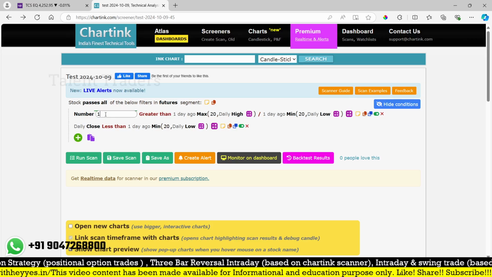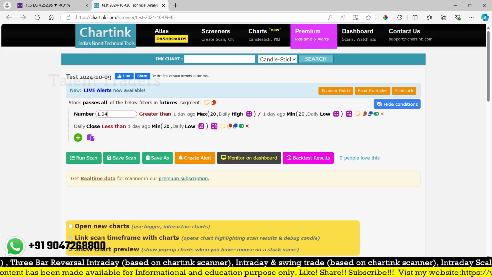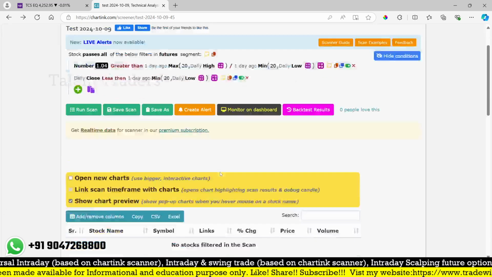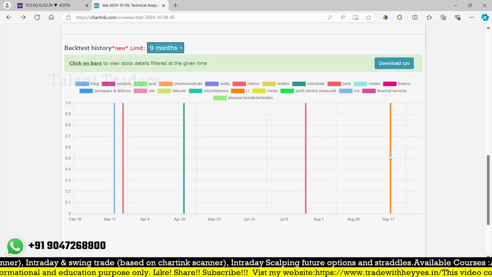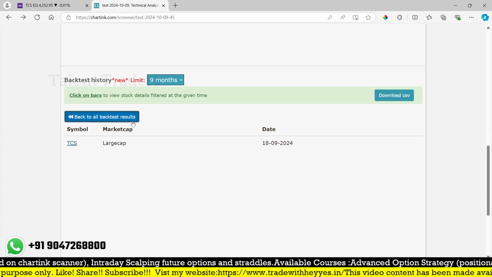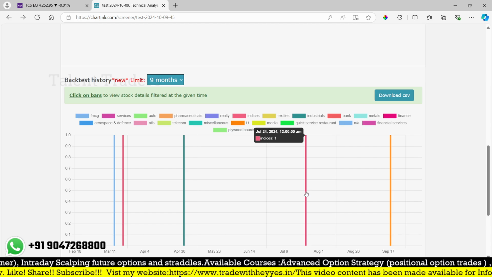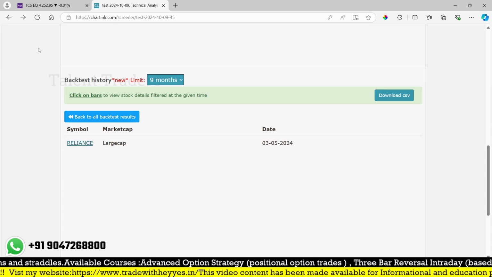Let me change it to 1.04 percentage. So let me run the scan. Any stocks? Very few number of stocks. So here is the only one, which I found, something about TCS. And previously we had the index. This is the index, and it may be a stock, and the Reliance 35.